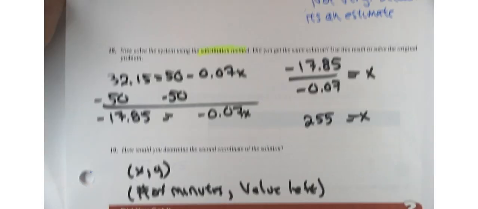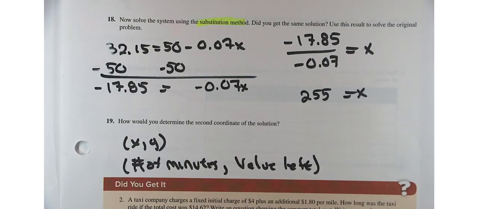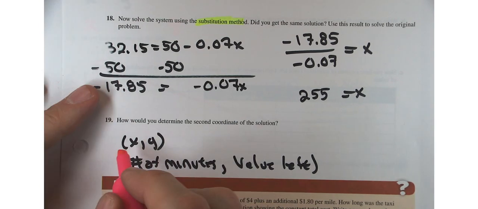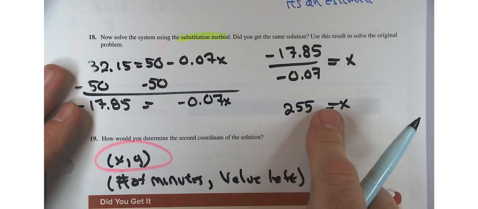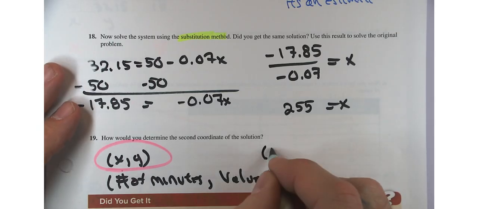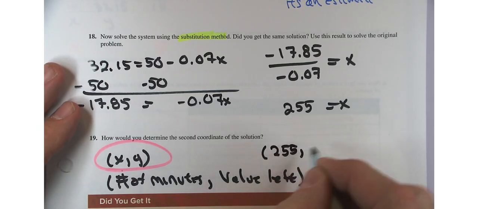So the overall solution, and please keep in mind that on an exam, if I'm asking for you to solve, I want an X and a Y. I need an X and a Y to get a complete solution. I mean, you get most of the credit if you had to solve here like that, but overall the solution should be 255 and 32.15.